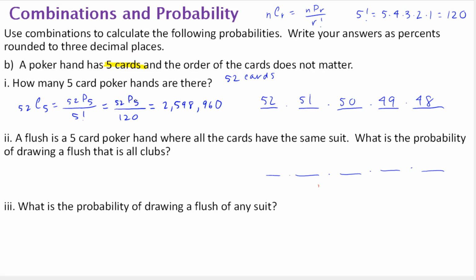Okay, so that's a lot of different 5-card poker hands, which is what makes the game so interesting. So this will be our sample space for the next few problems, and then we'll find the probability of getting different types of poker hands.